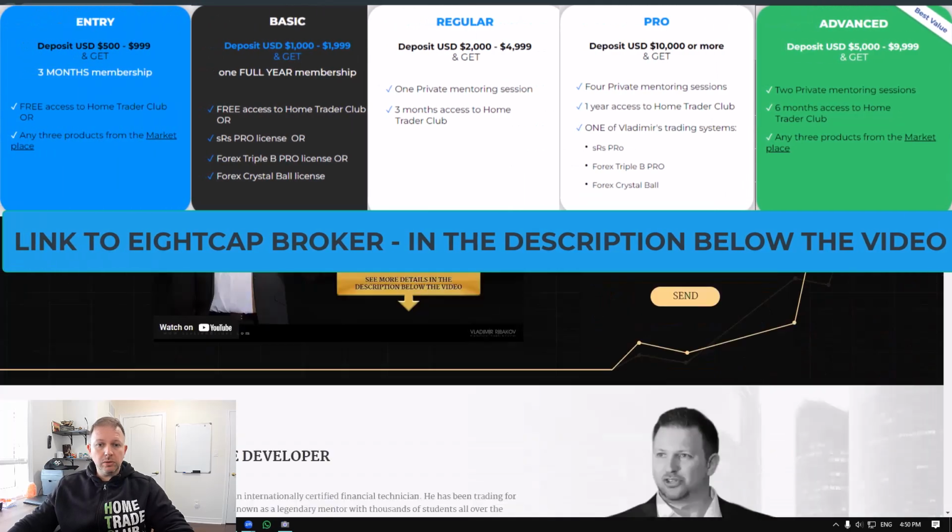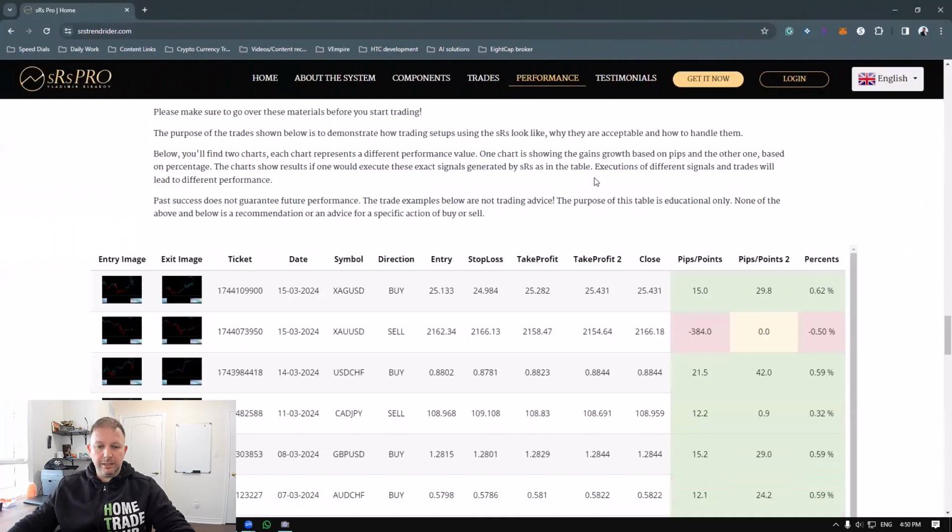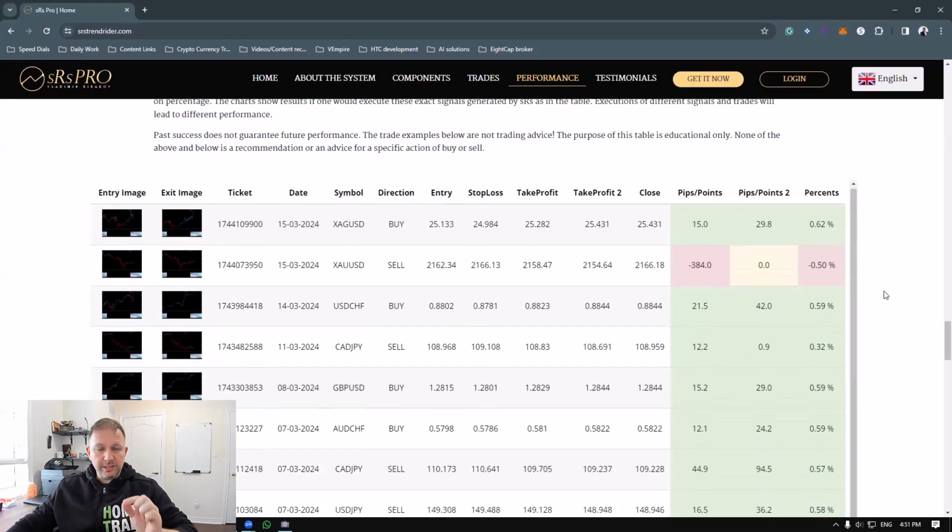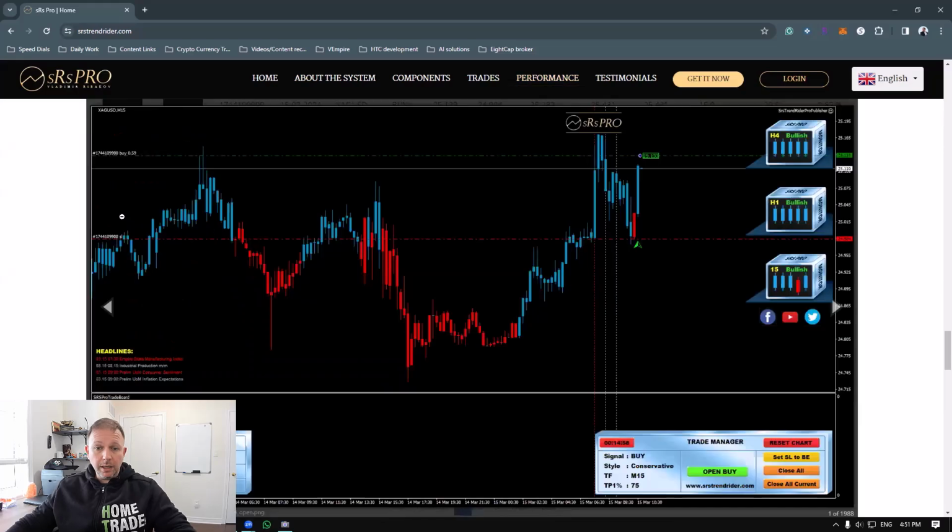So let's take a look at the trades we've had recently. Again, I cannot review all of the trades, but these are trades that were done by my team, some of them by myself also, by the way, and the rest by my team. The two trades I want to talk about in today's video for the sRs would be the buy on silver and the sell on CAD yen.